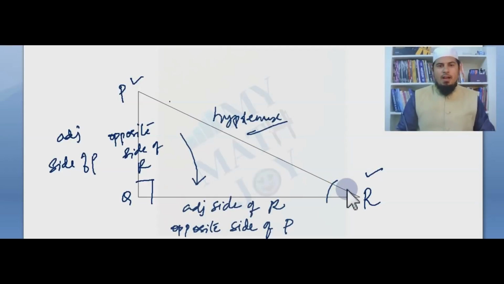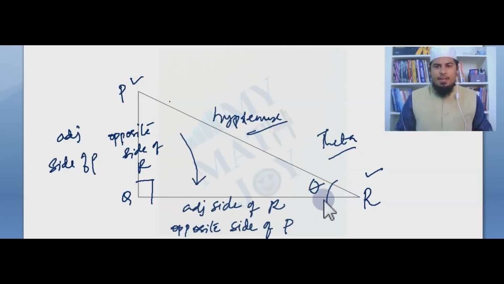So for example, instead of R and P, somewhere in the problems a variable letter is used, which is called theta. It is used to represent any acute angle. So with respect to theta, theta can be sometimes here, sometimes here. Where the theta is, we have to decide. Here with respect to theta, the opposite side is PQ, adjacent side is QR, hypotenuse is PR.